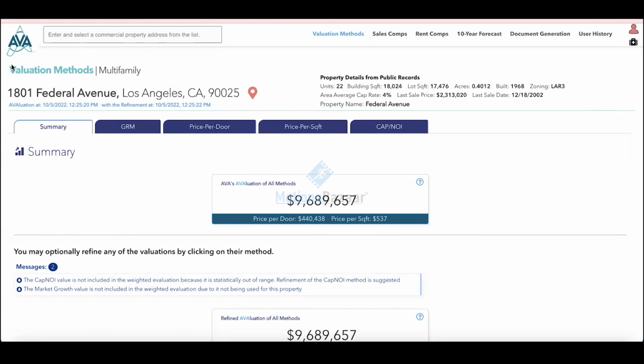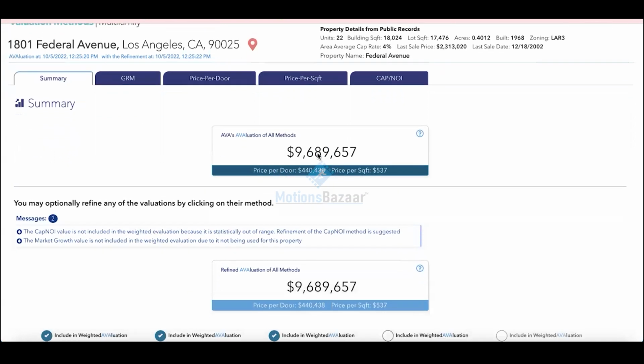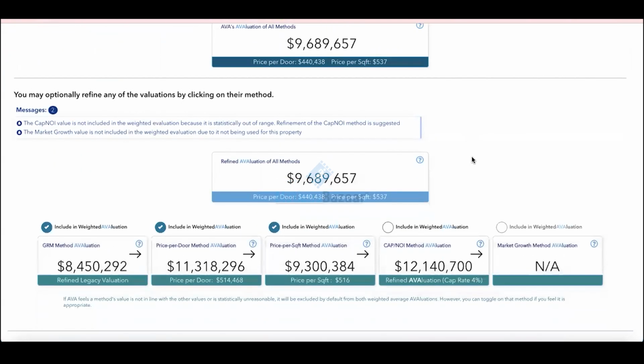So what I did is I typed in an address here, and just by typing in the address, I immediately got an evaluation summary of that property. Now, that property is the compilation of, as I scroll down, not only just the gross rent multiplier method, it's got a price per door application, a price per square foot application, an NOI cap rate application, and it also has a market growth methodology.